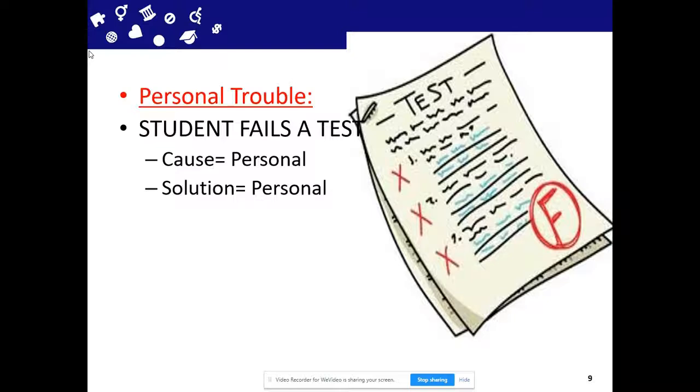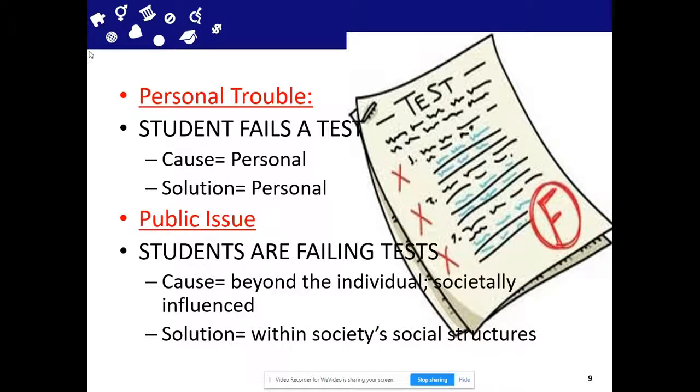But C. Wright Mills thought that a lot of things influencing people today didn't just influence specific individuals, but rather groups of individuals. And therefore, there were larger social forces or factors at work causing the problem. So C. Wright Mills encourages people to look at issues as public issues. Instead of looking at a student failing a test, look at all the students that are failing tests and look at how the cause might be beyond the individual and societally rooted or societally influenced.